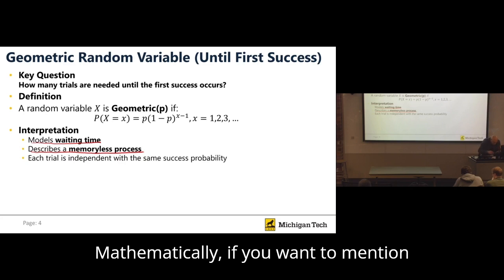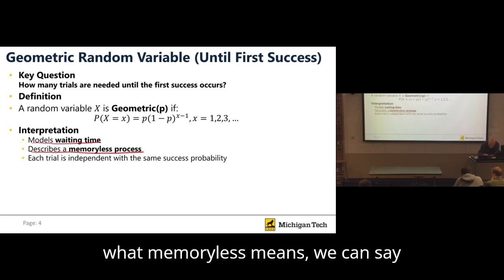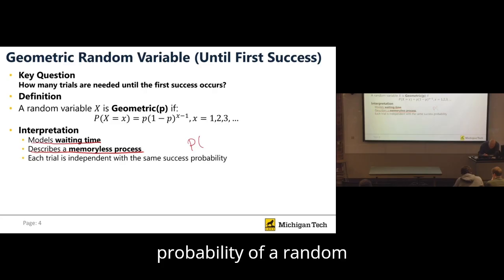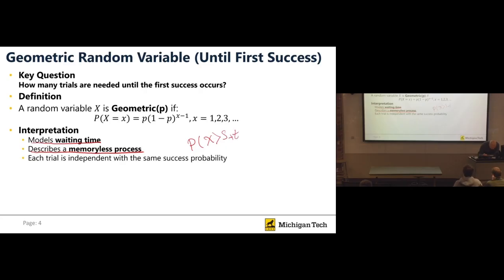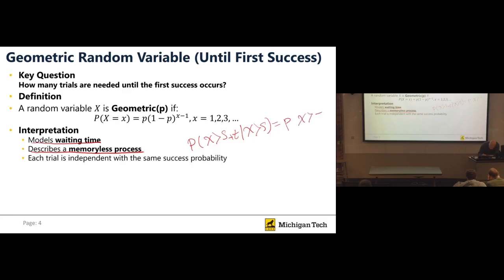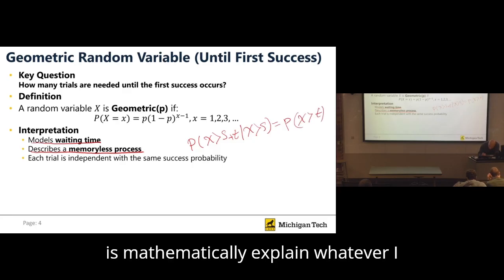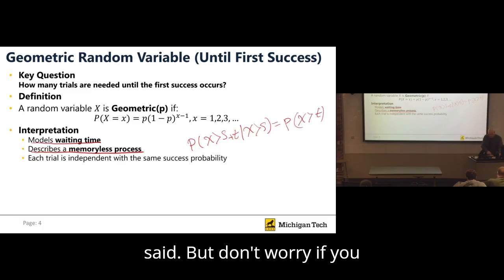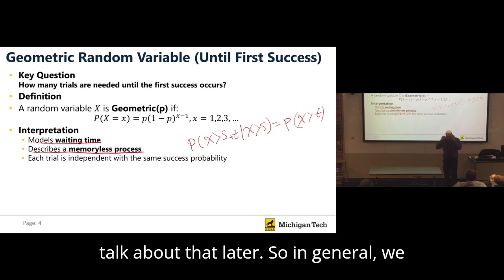Mathematically, if you want to express what memoryless means, we can say the probability of a random variable x bigger than s plus t, given x bigger than s, is equal to the probability of x bigger than t. This mathematically explains whatever I said. But don't worry if you don't understand that. We're going to talk about that later.